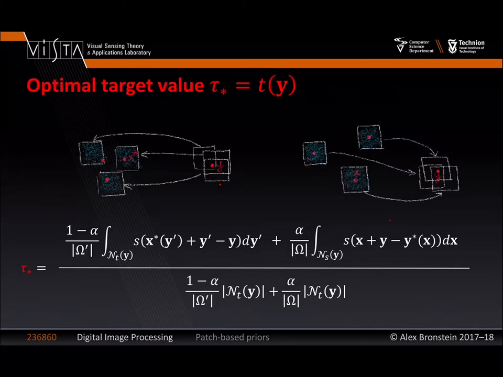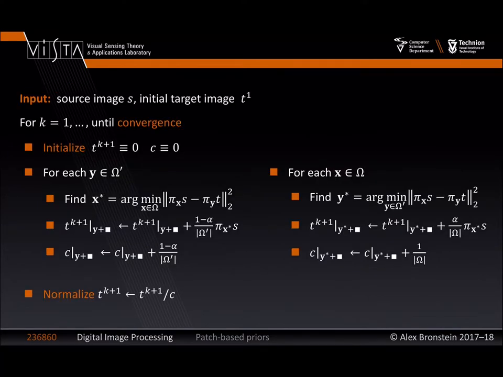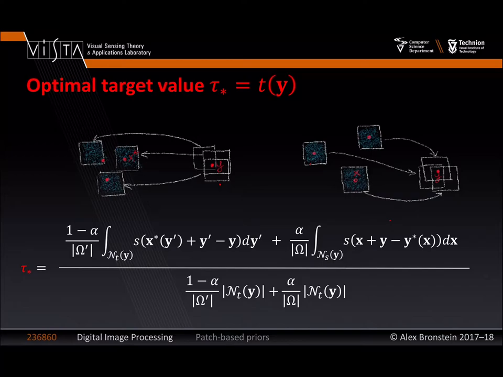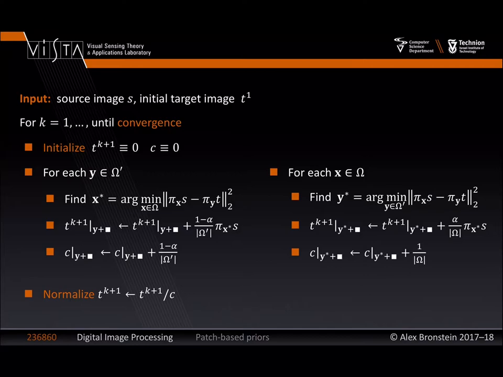So if you now have this contribution of a single point, I would like to write an algorithm where the optimal value of the single point will be just taking these averages of patches in the source domain, in both directions. So let me write it as an algorithm that computes the optimal values of the entire target image simultaneously. Again, the input to the algorithm is a source image S and some initial estimate of the target image T. We'll talk next week about how we exactly get that initial estimate.